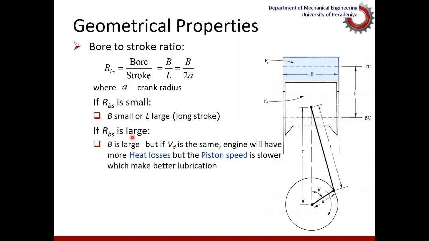At the same time, if the mean piston speed is low, as I said earlier, it is better in terms of lubricating capabilities of the engine.